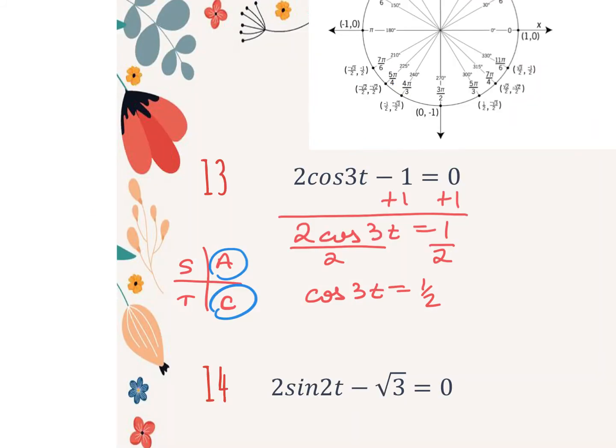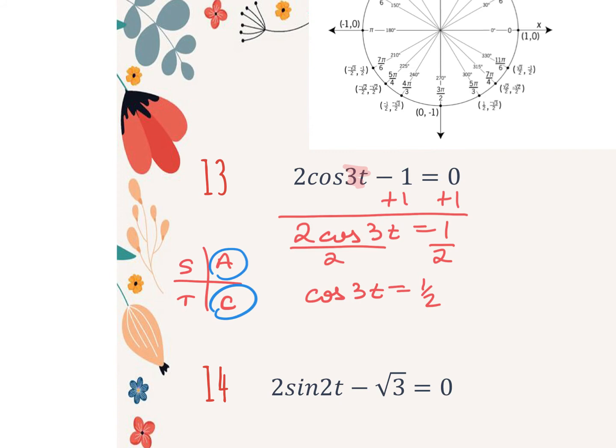Okay, so far I've solved it just like I've done before. I'm ignoring right now for the moment that this is a 3t. I move the 1 by adding it to both sides, then I divide it by 2, and now I am looking at my unit circle in quadrants 1 and 4 to figure out where the x of the ordered pair equals 1/2.